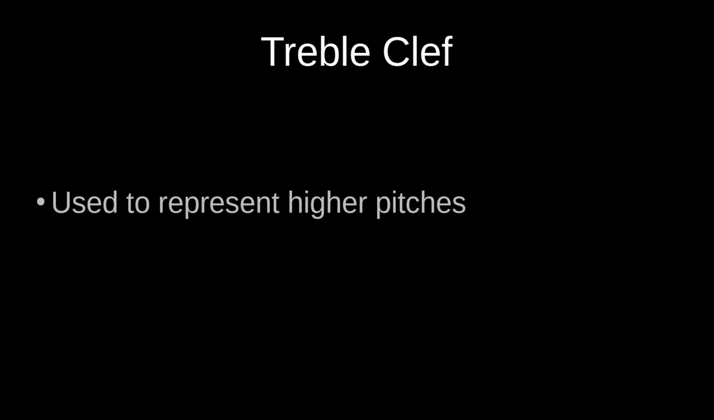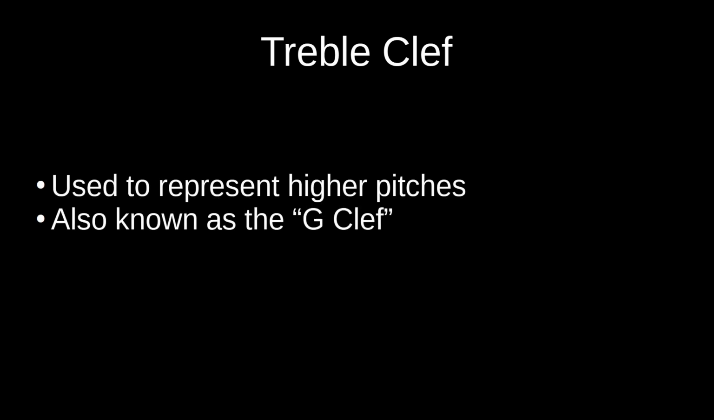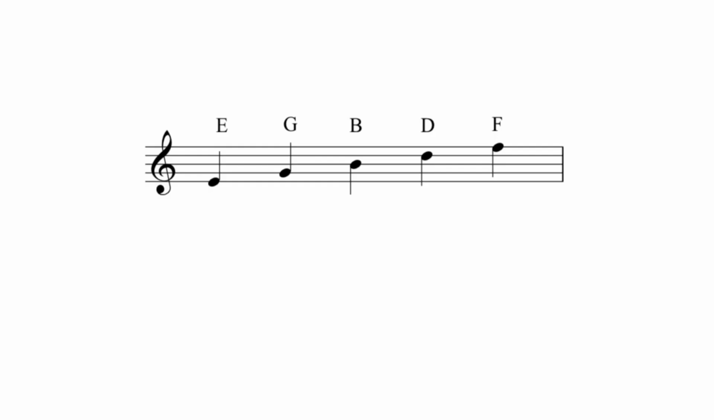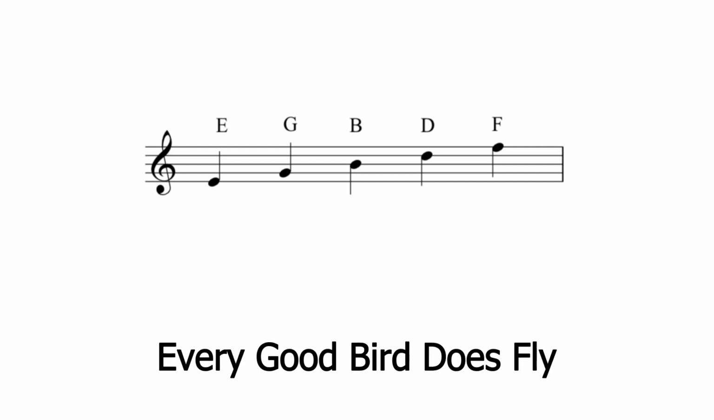The treble clef, also known as the G clef, is one of the most commonly used clefs today. This example shows the letter names used for the lines on a staff when a treble clef is employed. One mnemonic device that may help you remember this order of letter names is "Every good bird does fly," E-G-B-D-F.